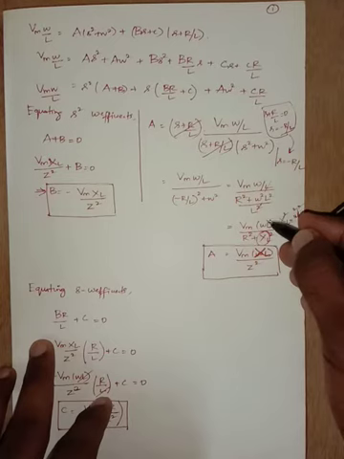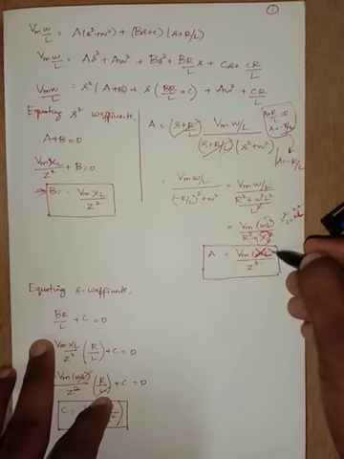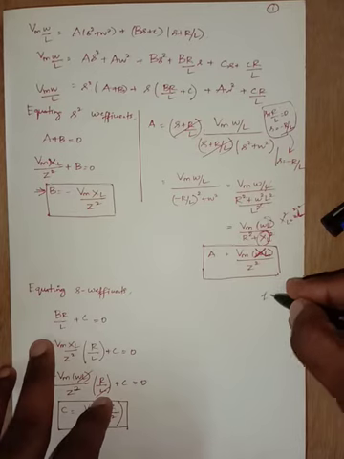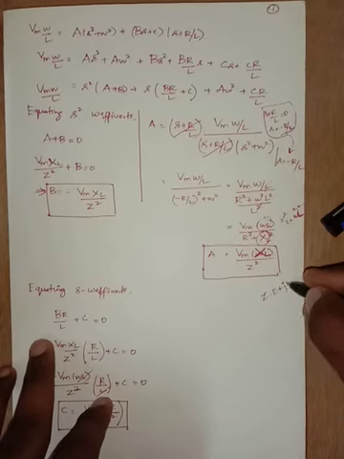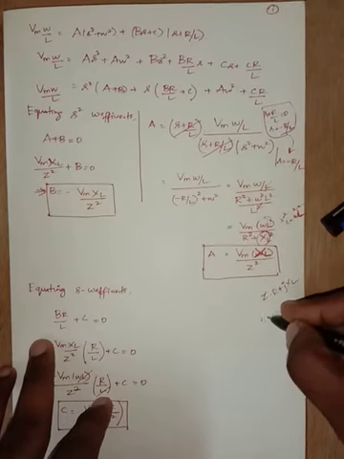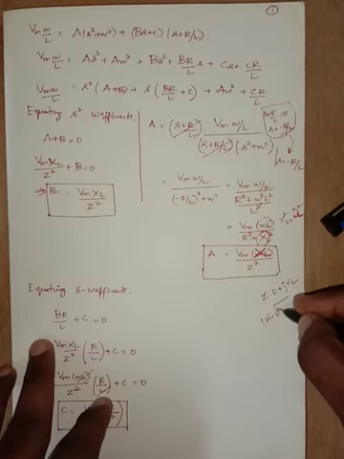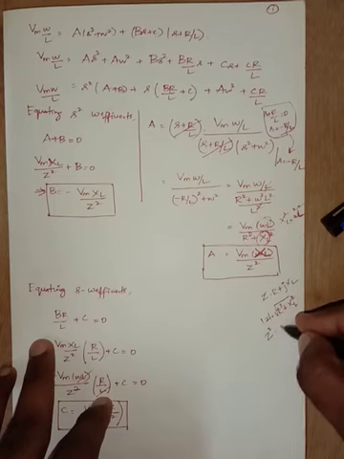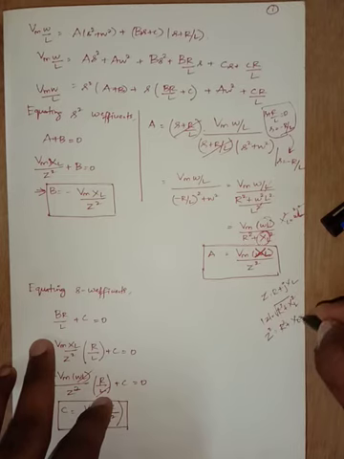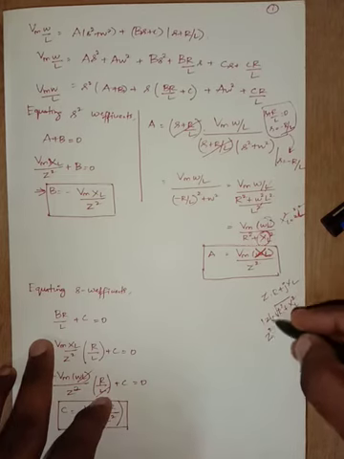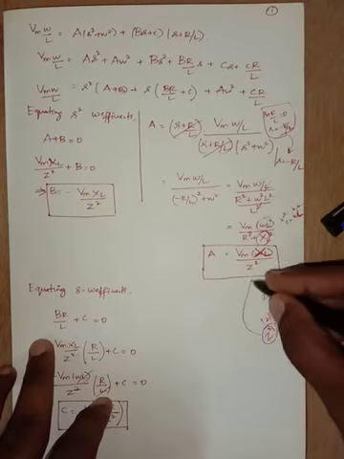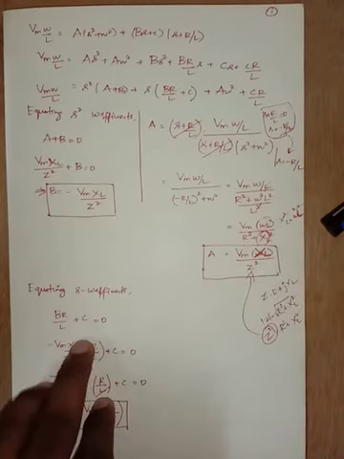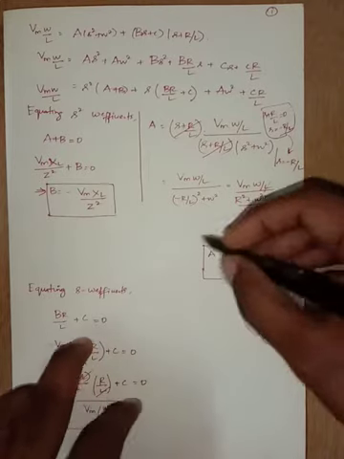So Vm into, in terms of omega L, I have written XL, divided by Z square. Why Z square? Because we know Z is equal to R plus j XL. So I can write the modulus of Z to be square root of R square plus XL square, or if you square both sides, Z square is equal to R square plus XL square. Now this is what is given here. So we have got the value of A.